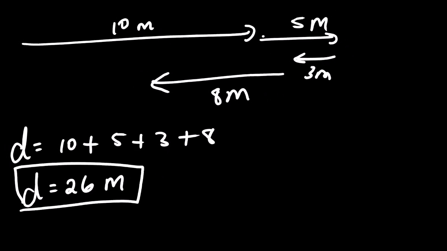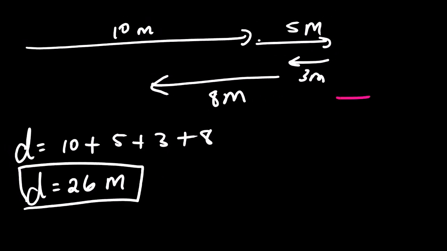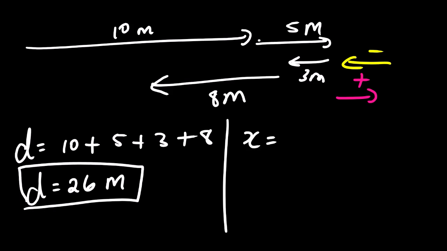Now looking at the displacement, we need to consider the signs. Remember, we take right as positive, we take left as negative. So calculating the displacement, it's x. The first vector, which is this one, is in the positive direction. We have positive 10. Then the second one is still in the positive direction. We have positive 5. The third one, we have 3, which is in the negative direction. Then the last one is 8, negative 8.